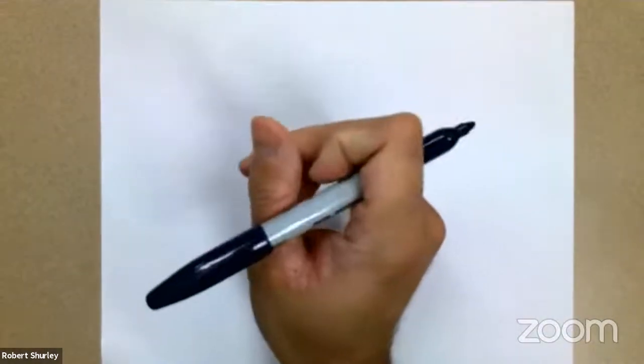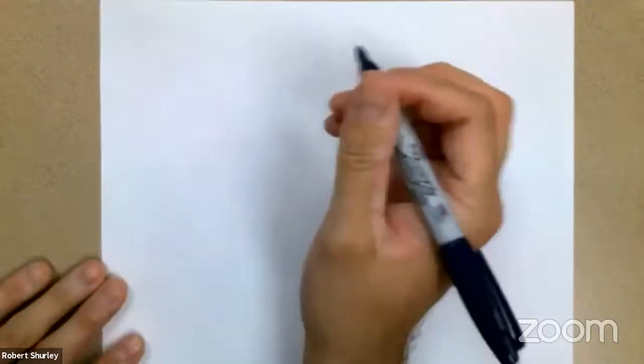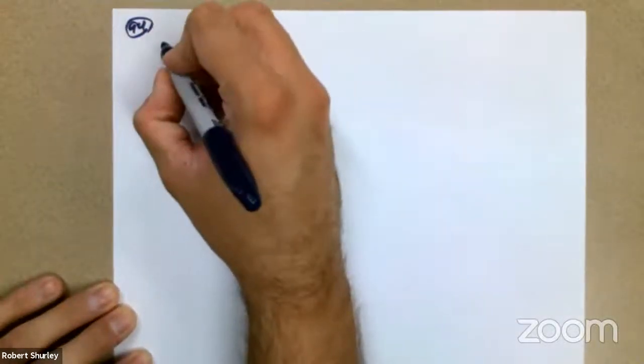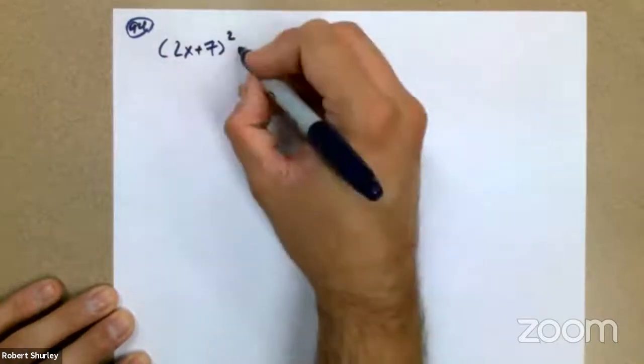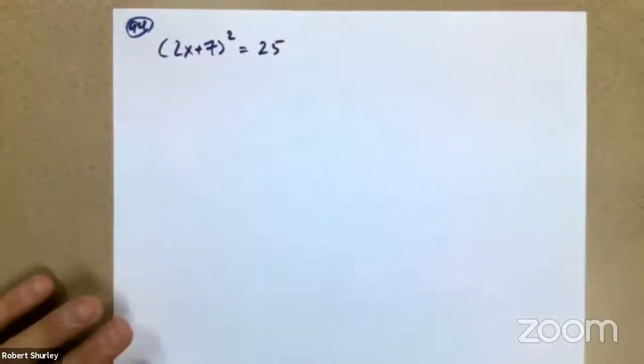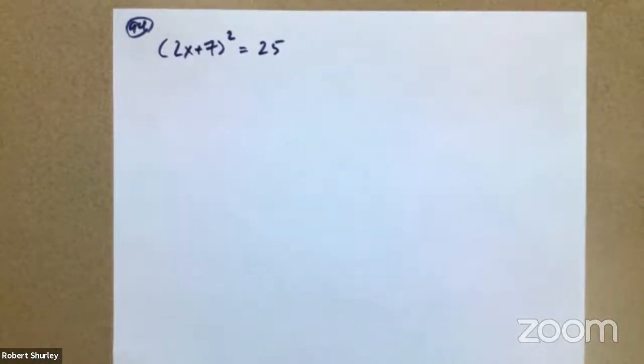Okay. So let's do one that's a little different. It's going to cause a lot more simplifying. This is number 94, and I want you to try this one. 2x plus 7 squared equals 25. 2x plus 7 squared equals 25. Try that one.